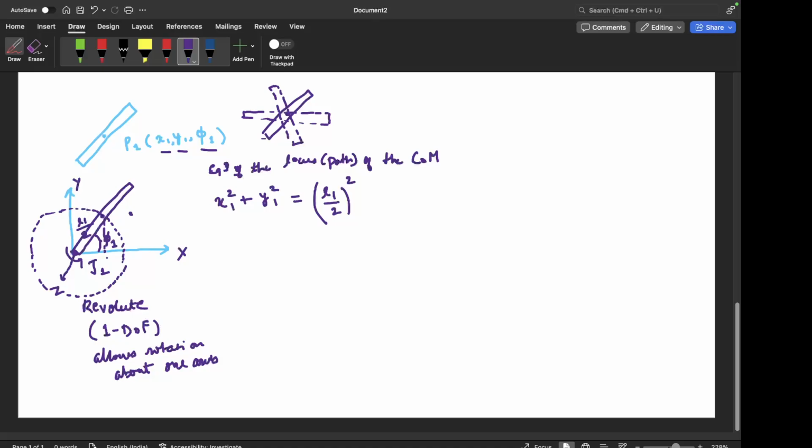And what's the relation between phi 1 and the position of the center of mass? So basically this triangle can be formed, which I formed in the figure. I will draw it again here for clarity. So this angle phi 1, and this is the position of center of mass, so x1 and y1. So it can be written that tan phi 1 equals y1 by x1. Correct? Any questions at this point?